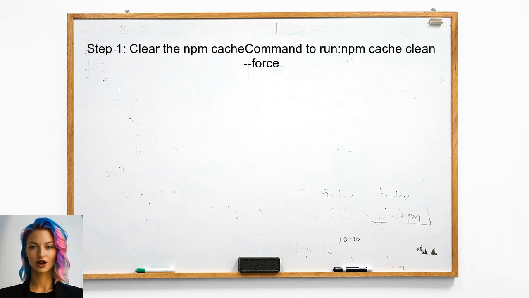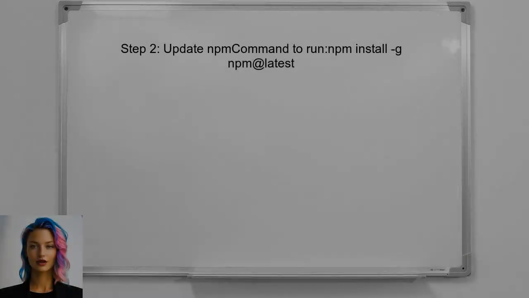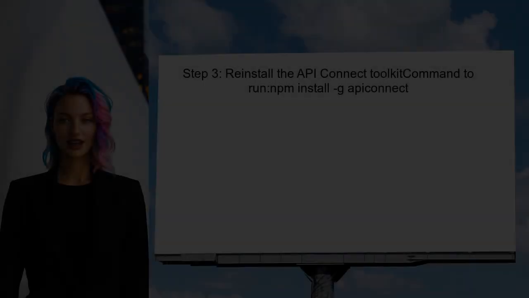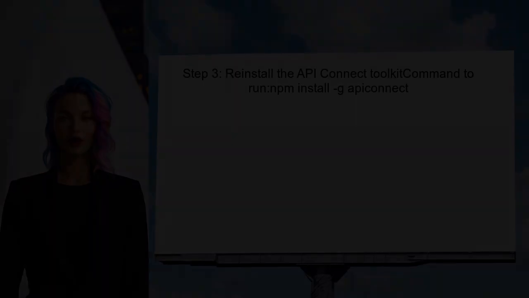To address the integrity checksum failure, the user should first clear the NPM cache. This can help resolve issues related to corrupted files. Next, the user should ensure that they are using the latest version of NPM. Updating NPM can often fix compatibility issues. After updating NPM, the user should try reinstalling the API Connect Toolkit. This can be done by running the installation command again.